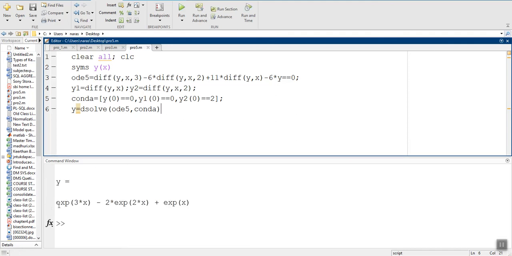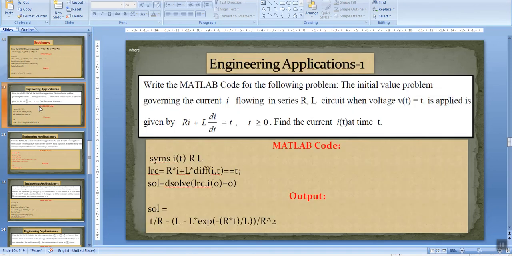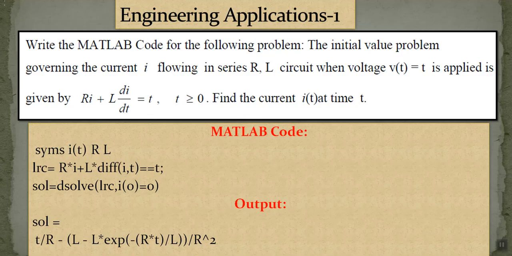So now you will get e power 3x minus 2 into e power 2x plus e power x is the solution. That one is our answer. So now coming to another very important concept. Suppose you are dealing with engineering problems, particularly electronics and communication engineering or electrical engineering problems, then how to solve them with the help of dsolve functions. Now I will explain engineering problems.